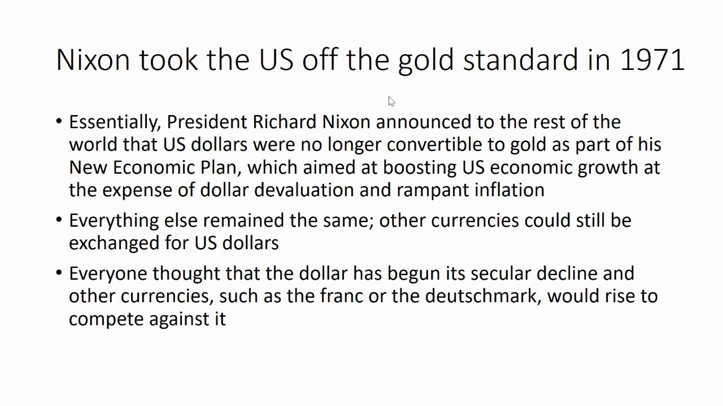It's just that you can no longer convert US dollars to gold, but other currencies could still be exchanged for US dollars. So everything else remained the same, right? Everyone thought the dollar has begun its secular decline, and other currencies such as the franc from France or the Deutschmark from Germany would replace the US dollar, would rise to compete against it. But that is far from the truth. That was far from what happened in reality.